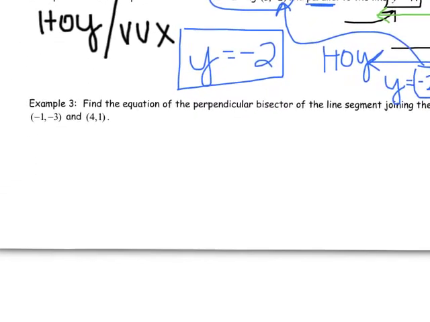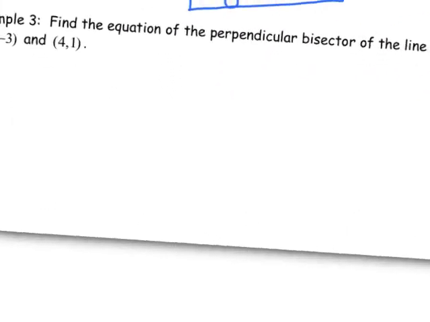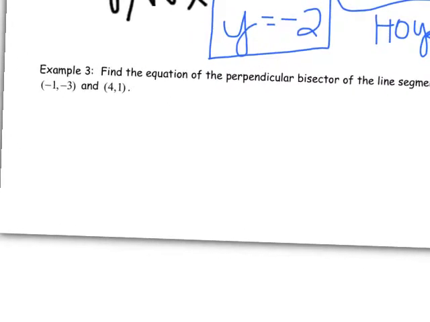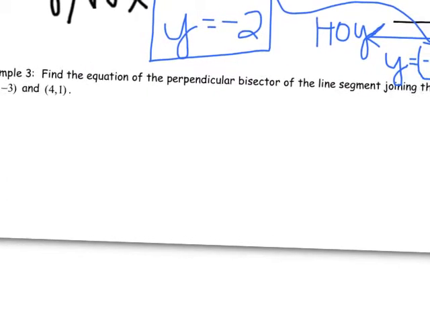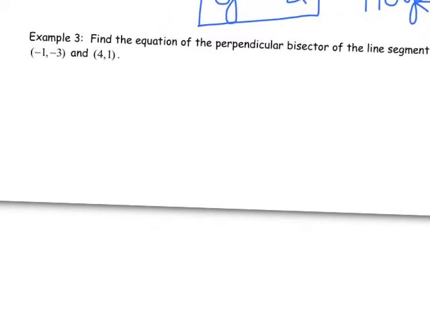All right. Example 3, let me just forewarn you, is a rather long problem. So let's go through this. We're going to find the equation of the perpendicular bisector of the line segment joining the points -1, -3, and 4, 1. If you're not really sure how to start this problem, I recommend just plotting those 2 points.